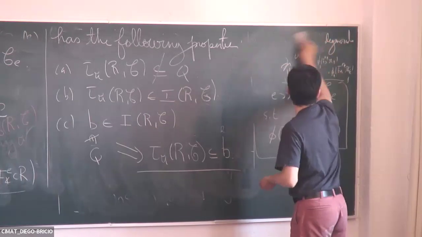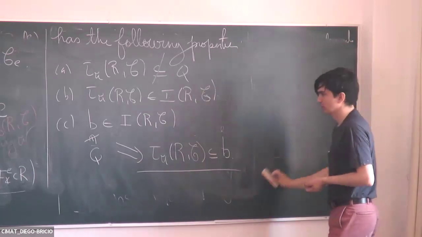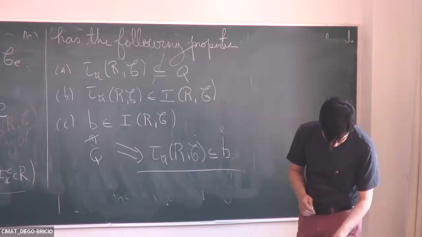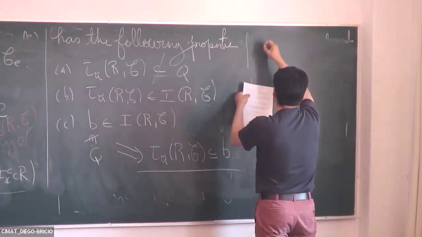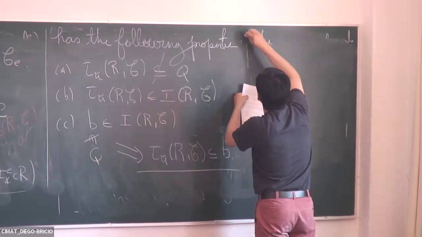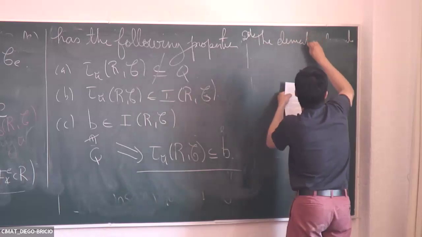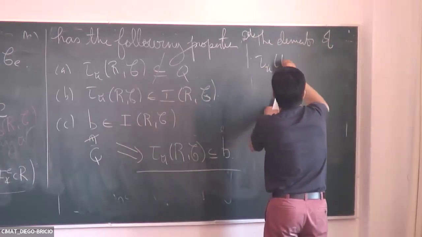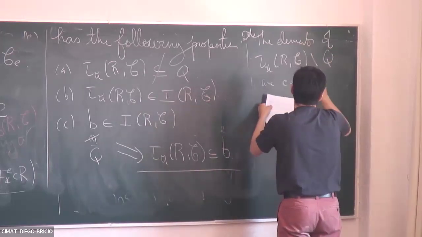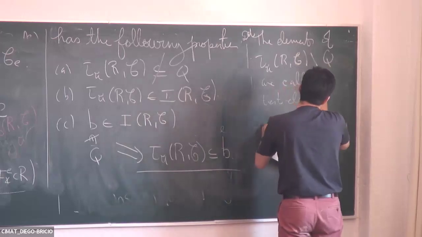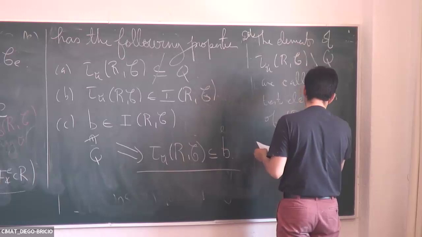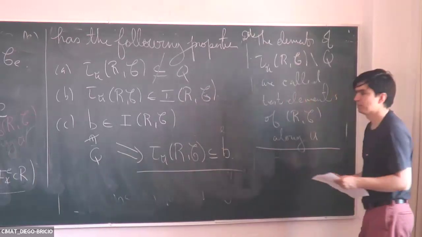So let's make a few remarks about that. This is not part of the theory, this is more of a definition. Definition: the elements of tau A, R comma C that are non-degenerate, i.e. avoid Q, are called test elements of R, comma C along A.